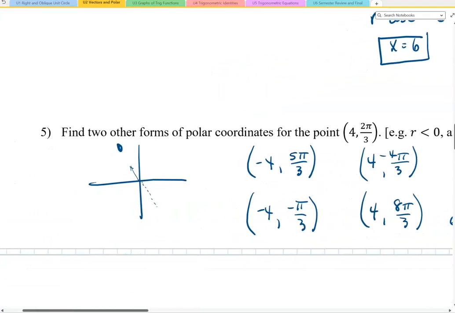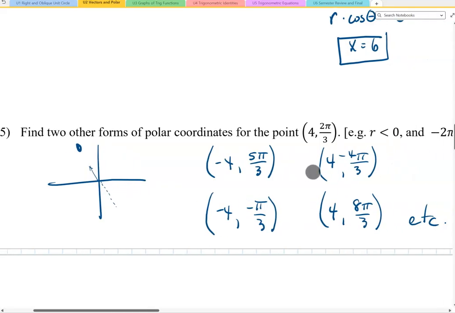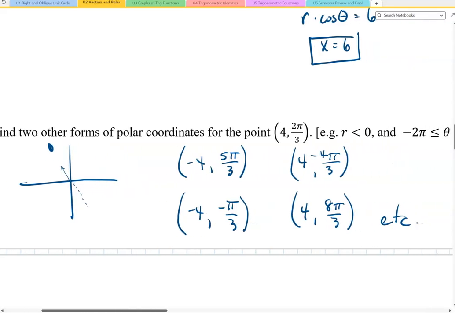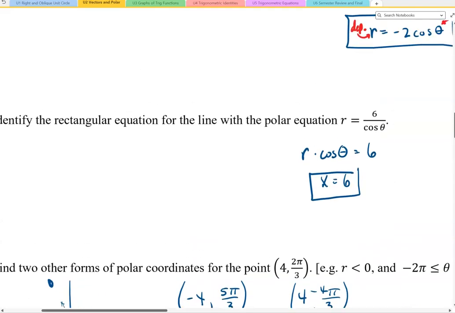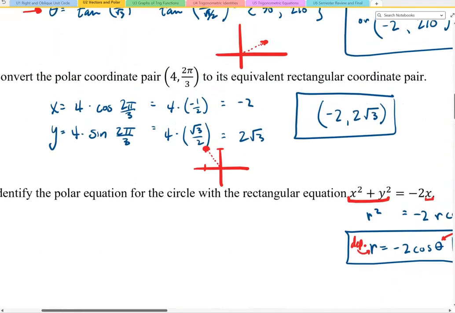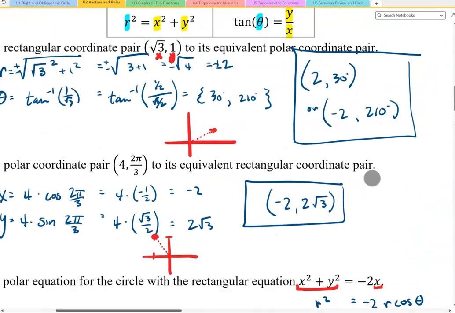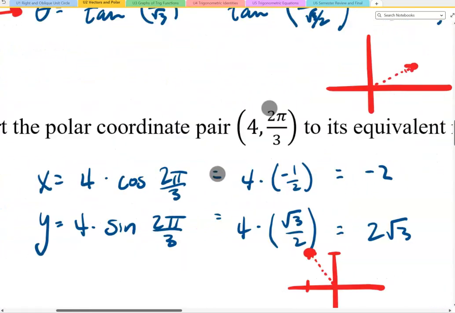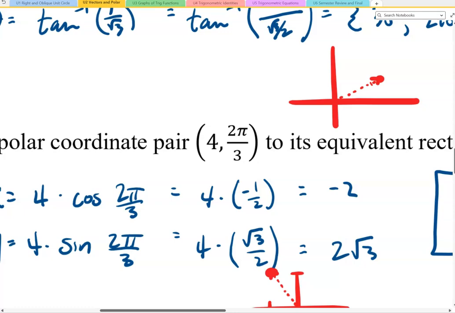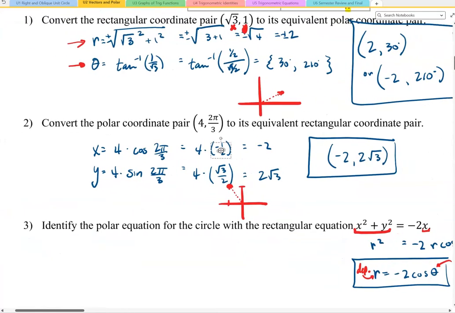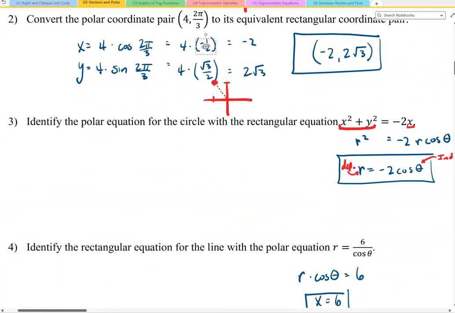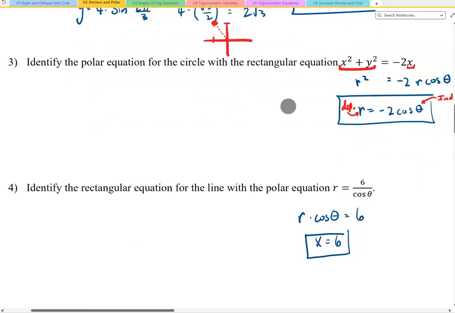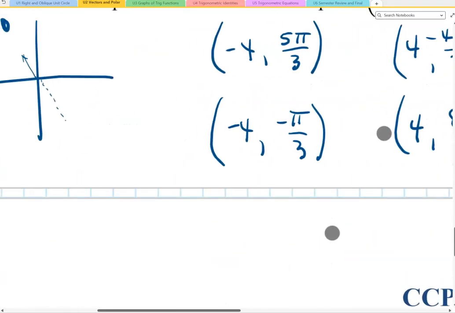When we look at question number 5, we're being asked to find two other forms of the polar coordinate 4, 2 pi over 3. So the same coordinate, I think. Oh, no, not quite. Yeah, it is the same. Sorry, I was looking at the wrong spot. The same coordinate that we had back here. What are some other ways to report that, not as a rectangular coordinate pair, but instead as another polar coordinate?